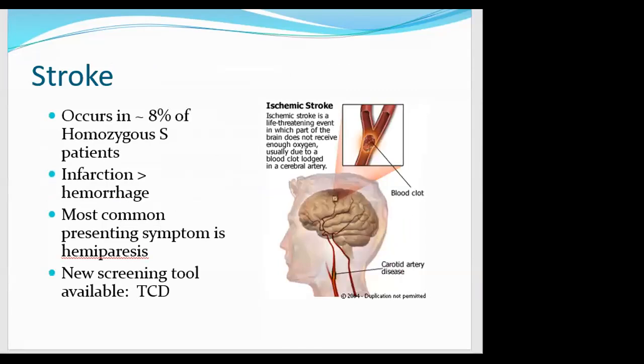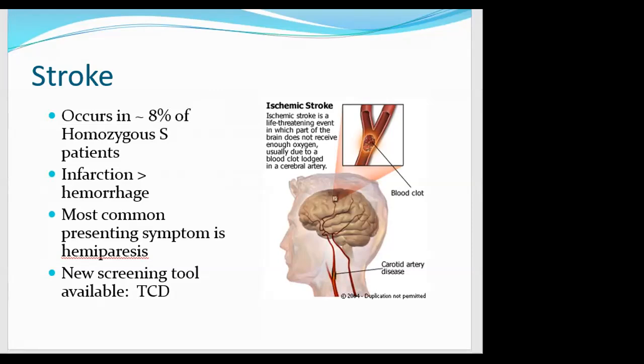Stroke is another major complication of sickle cell disease. Blood flow goes to the brain, so you can have those sickle cells clogging those vessels to the brain. It occurs in 8% of hemoglobin SS patients. You can have an infarct, basically occlusion of those vessels, or you can have a hemorrhagic stroke in these patients because those sickle cells can kind of weaken those vessels. And when you have weak vessels, you have a risk of hemorrhagic stroke.